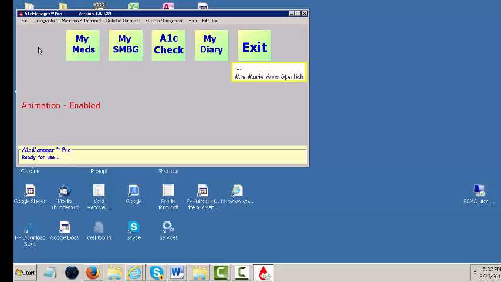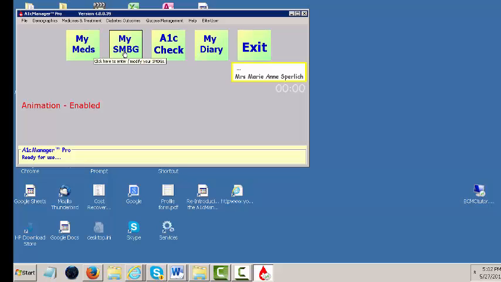Now you will see the buttons that you need to access. My meds, I have already reviewed the meds. I'm ready to put my self-monitored blood glucose into the A1cManager.